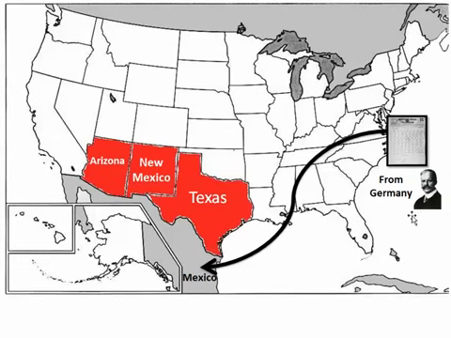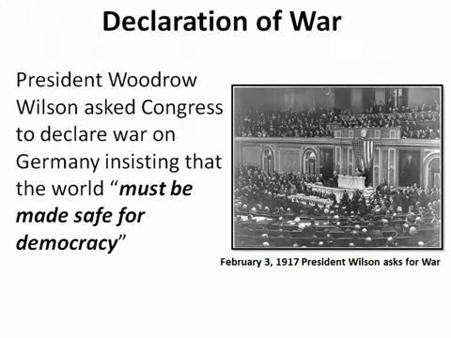And so this letter from Germany was sent down here to Mexico, promising to give back Arizona, New Mexico, and Texas to Mexico in the event Germany won. So President Wilson on February 3rd, 1917 asked Congress for a declaration of war. And in it, he insists that the world must be made safe for democracy. That's what he asked Congress. He said, we must make the world safe for democracy, and that there's an attack on democracy by Germany.